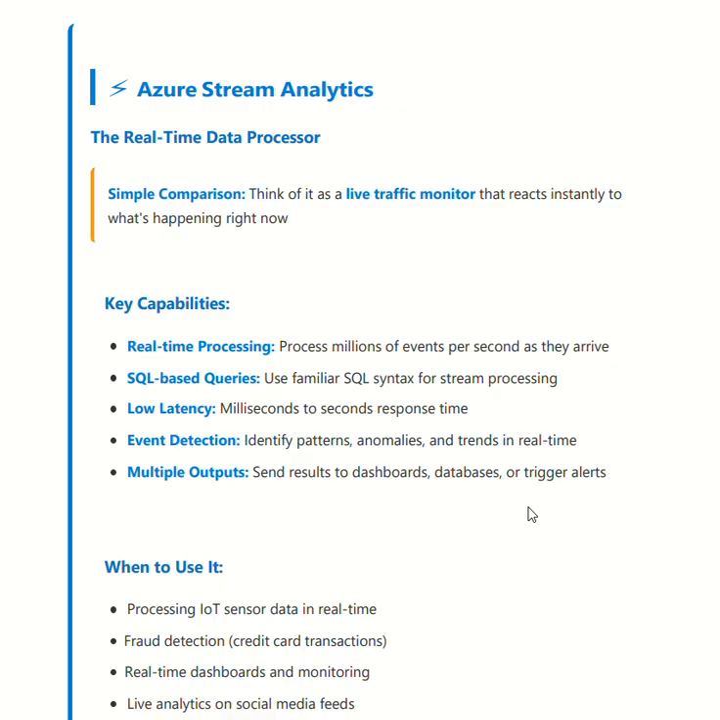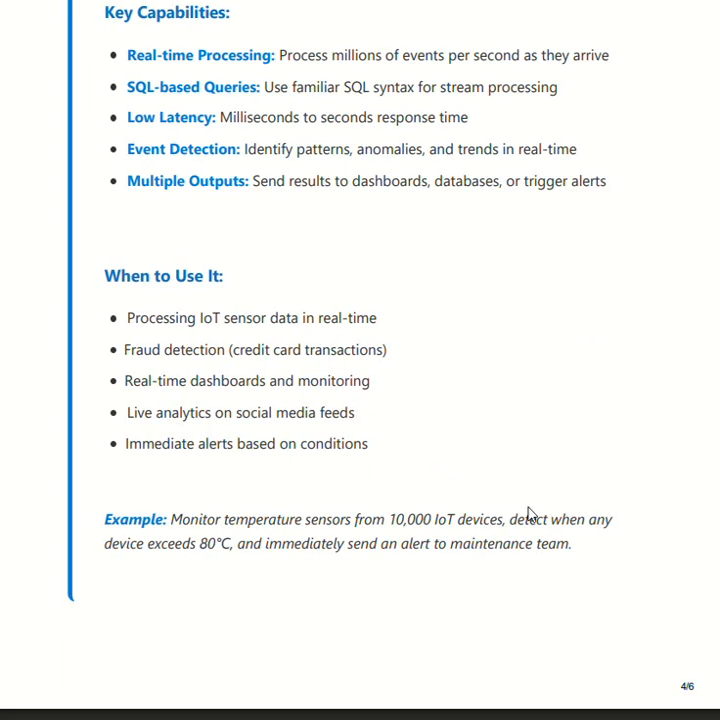The real world example here is, let's say we are monitoring temperature sensors from 10,000 IoT devices. The moment any device exceeds 80 degrees Celsius, Stream Analytics detects it and immediately sends alerts to our maintenance team. The critical difference: Stream Analytics is only for real-time streaming data, whereas the other three tools are primarily for batch data.